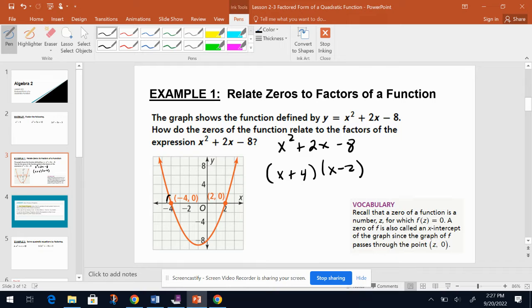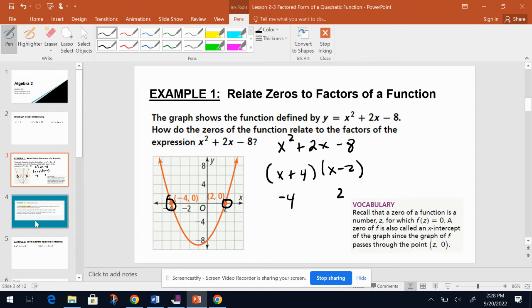So if we look at the zeros right here, that zero is negative 4. What do we notice about the comparison of the factors? The factor is x plus 4. The zero is minus 4. And then this one right here, I've got a factor of x minus 2 and a zero of 2. Okay, so what can we conclude? Well, we can conclude that factors are the opposites of the zeros. Okay, so these two things are interchangeable.